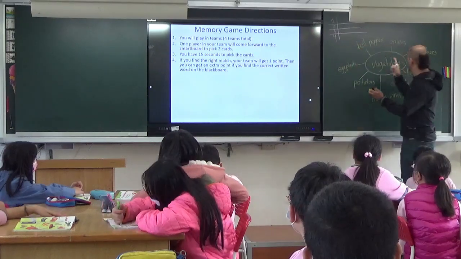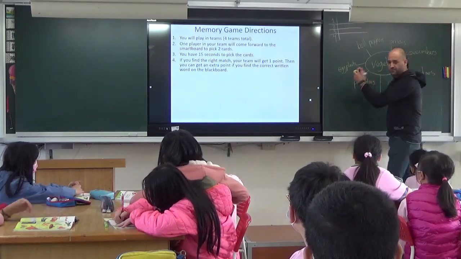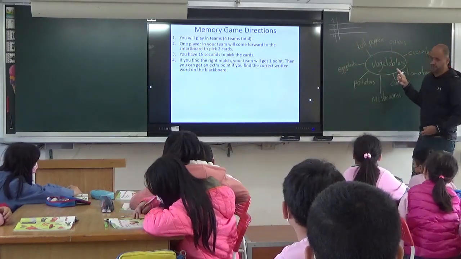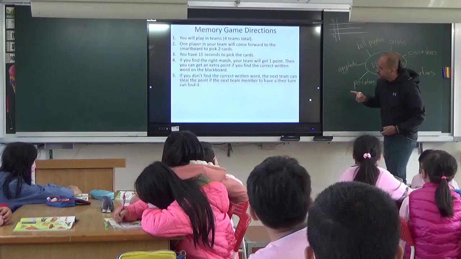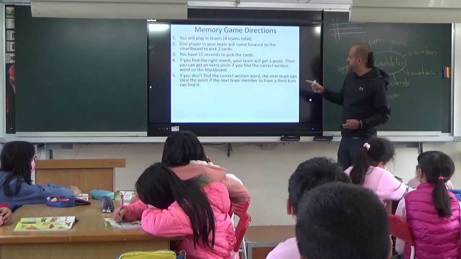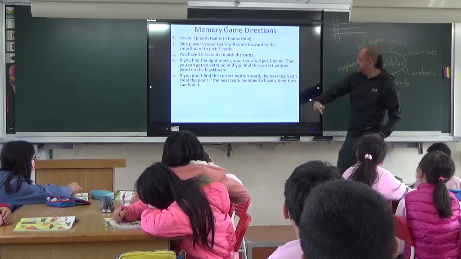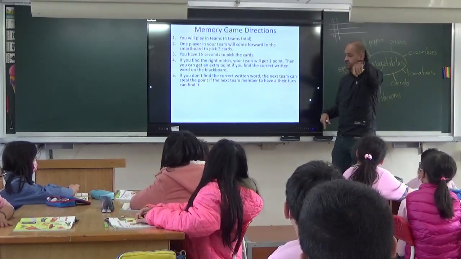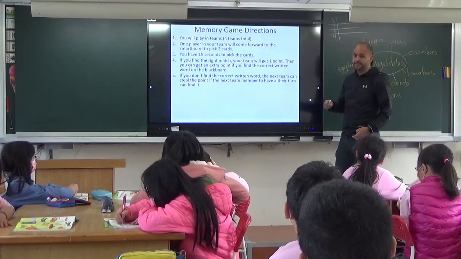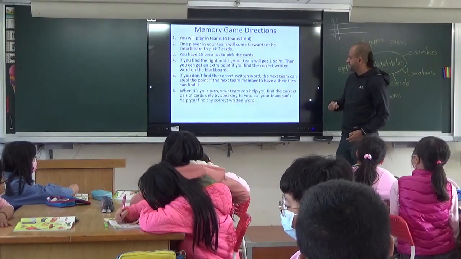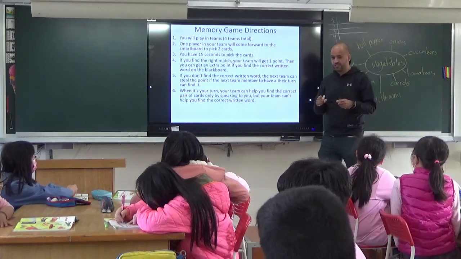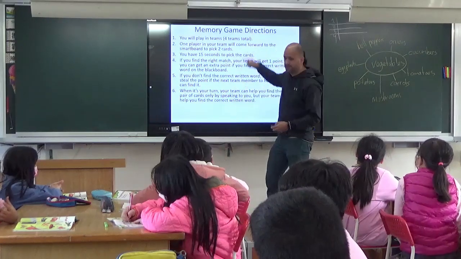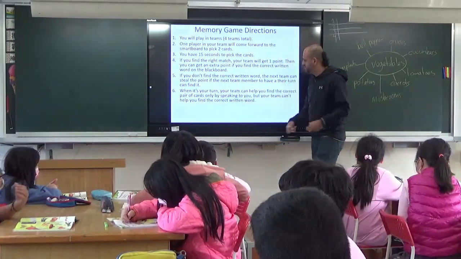So let's say you find vegetables. Oh, vegetables are here. Good. So first you have to find the match here. Then you find the written word here. And if you don't find the correct written word, the next team can steal the point, if the next team member to have a turn can find it. But when it's your turn, your team can help you find the cards here. They can tell you up, left, right, down, right?